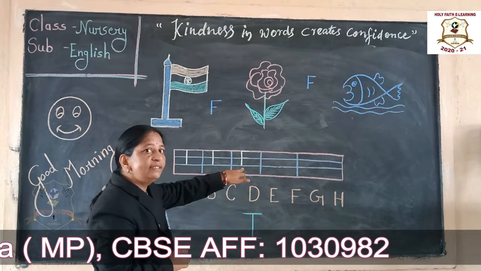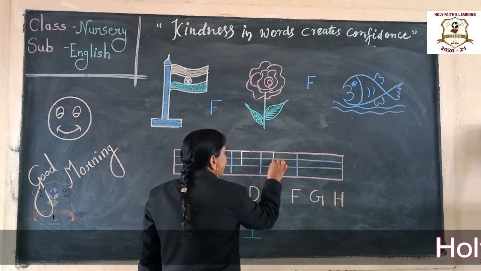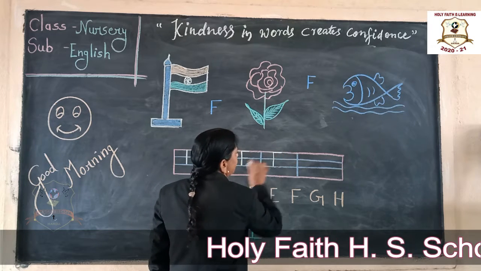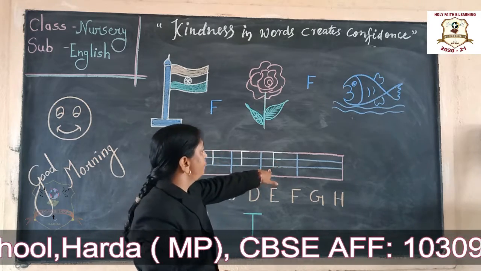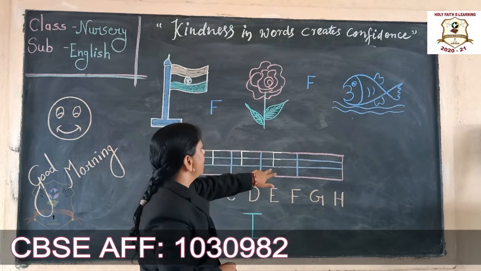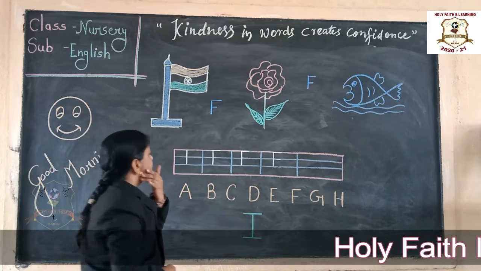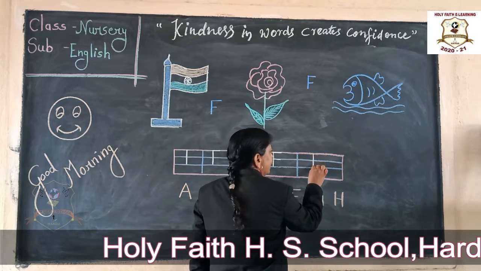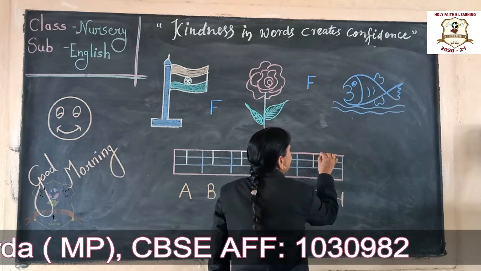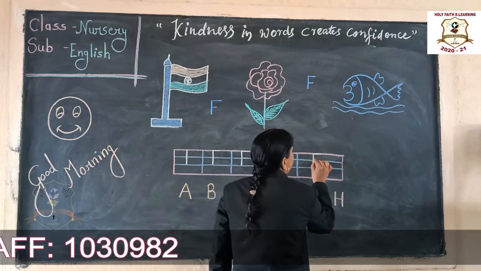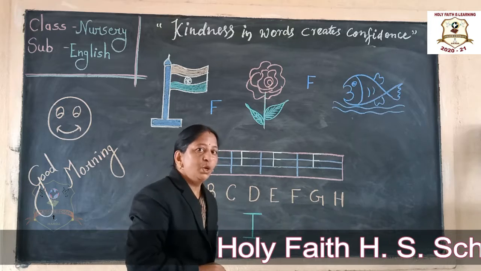Which letter is this? F. See once again: standing line, one sleeping line, one more sleeping line, F. Standing line from pink line to second blue line. One sleeping line on pink line. One more sleeping line on first blue line. This is F. Okay, students.